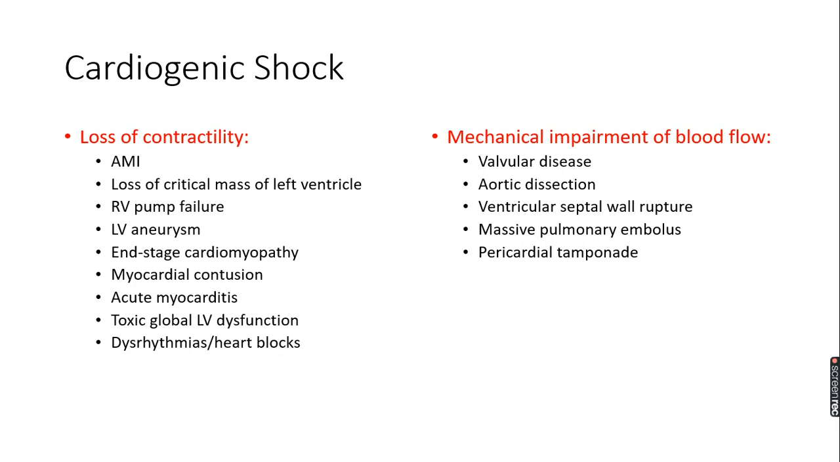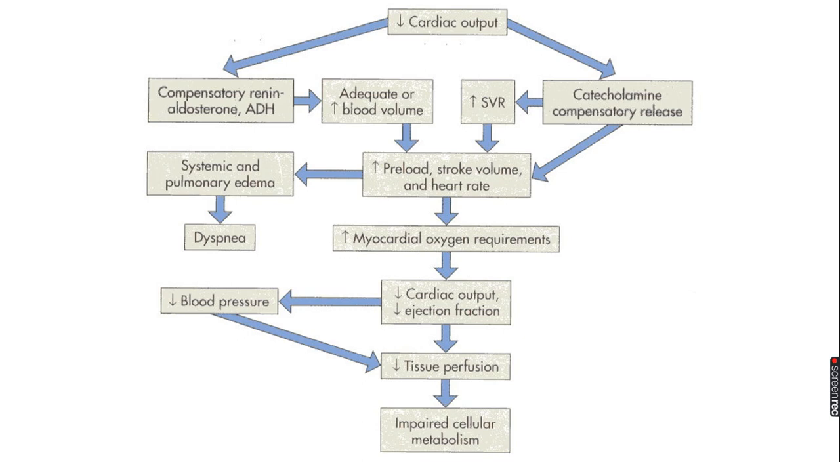We also have to look at the mechanical obstruction of blood flow. So you have valvular diseases, aortic dissection, ventricular septal wall rupture, massive pulmonary embolus, and pericardial tamponade. The basic pathophysiology involves the drop in the cardiac output, resulting in compensatory mechanisms of the renin-angiotensin-aldosterone axis and release of antidiuretic hormone. This eventually results in an increase in blood volume. You also have catecholamine compensatory release, increasing the systemic vascular resistance. It also increases the preload, stroke volume, and heart rate.